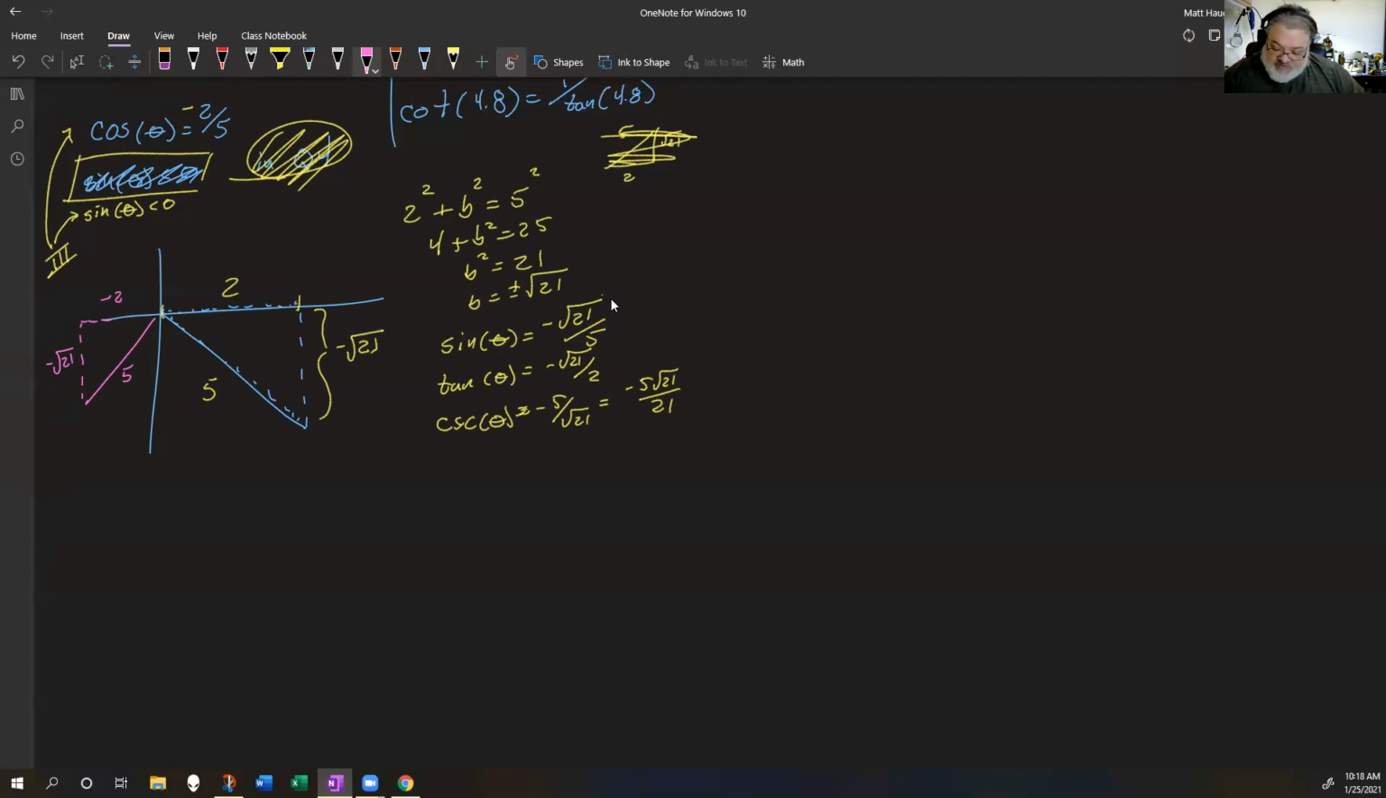So our sine would have been the same. Our tangent, they both would have been negative. So we'd have ended up with a positive square root of 21 over 2. Cosecant would have still been negative. So it wouldn't have changed all of them, but it would change the sign of some of them. It would have changed the sign of anything that involves that -2 value.